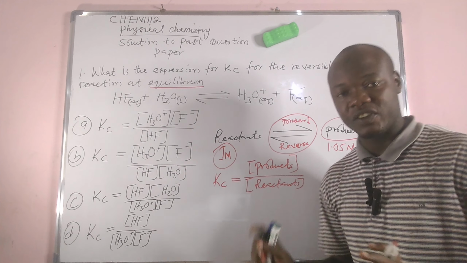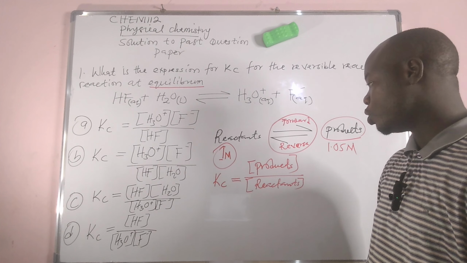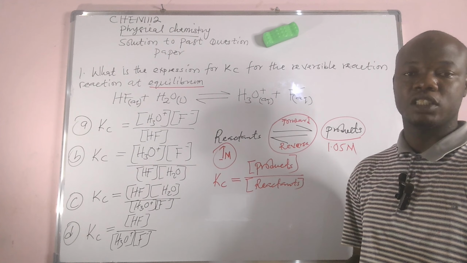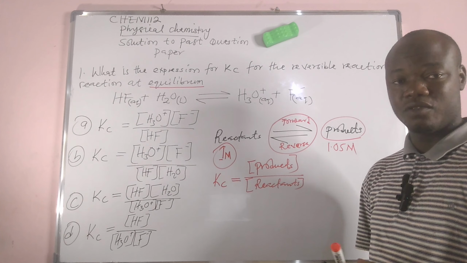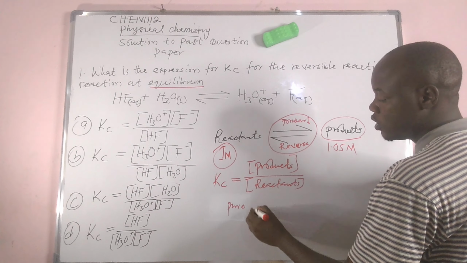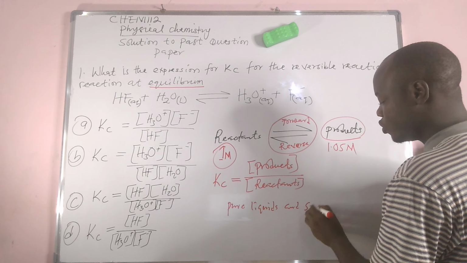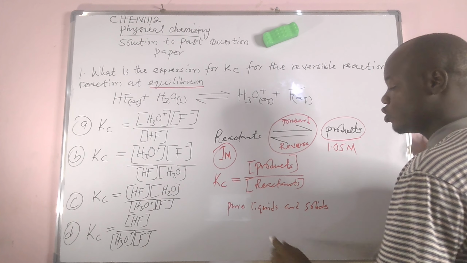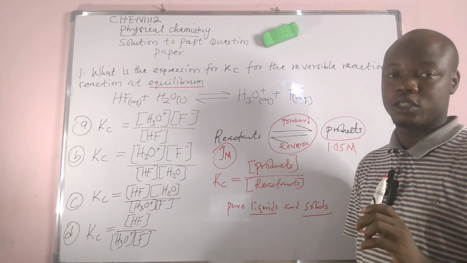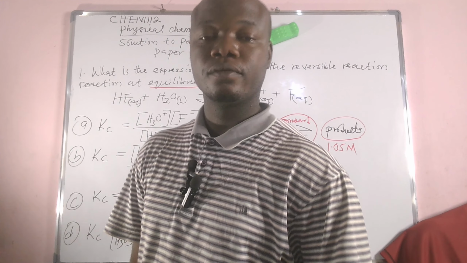So this is how to express chemical equilibrium. But very importantly, we should know that in expressing this chemical equilibrium, there is some very important information. If in your reactant you have liquids and solids, the liquid and the solids will be excluded in the expression. Let's get this very important information.